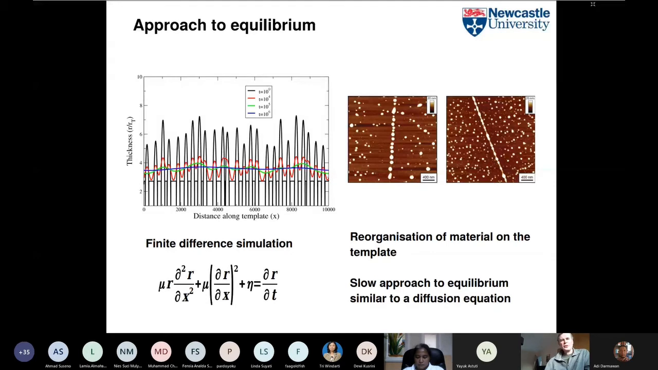So essentially what we're going to do on the next slide is we start off with a system where we put beads of random diameter along a DNA template, and we just apply this equation and simulate it forward in time.